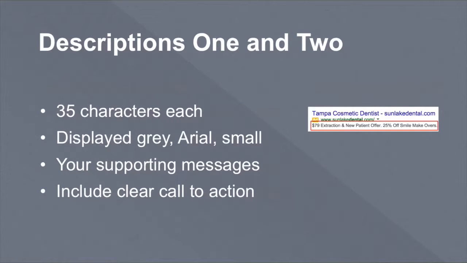Next, we've got description lines 1 and 2. Now, these are slightly longer. These are 35 characters each. Usually displayed in grey and small Arial, although we saw a moment ago a description line 1 in blue bold alongside the headline. We use this for supporting messages and a clear call to action. In description line 2, we want to make sure that we're telling that prospect what to do next, how to take the next step to engage with us.